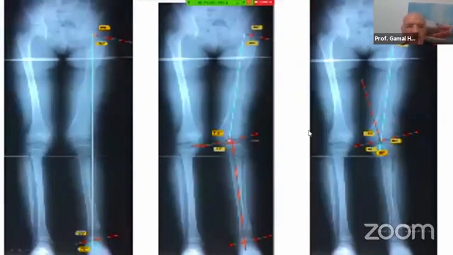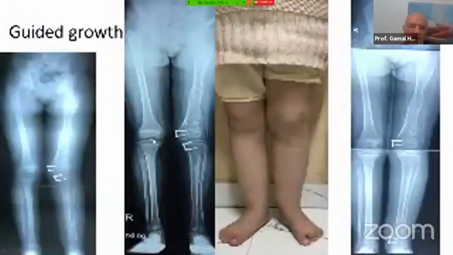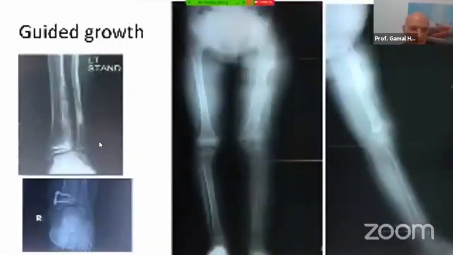So we put 8-plate or guided growth principle to the lower femur and the upper tibia, and you see we had correction or overcorrection of the deformity. See the correction? It's even an overcorrection. Then we started to have valgus deformity, so we put guided growth principle to the ankle too. So we used 2 methods of correction. We used Ilizarov external fixator and lengthening. Then we used the guided growth principle.